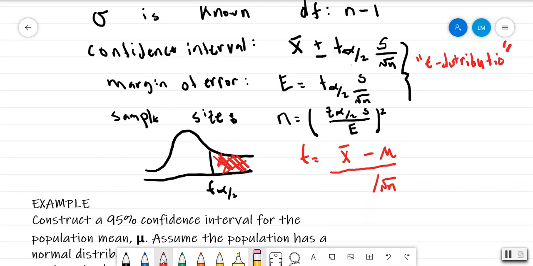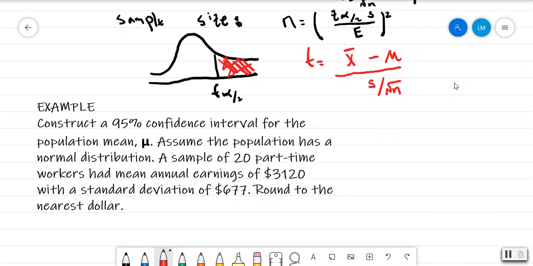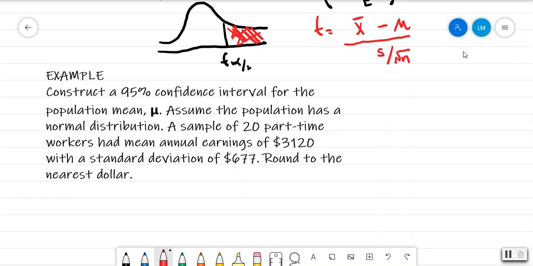Okay, so we'll just put an S right there. But for the most part, we can see that our examples will be more or less straightforward in what we have to do. For example, we want to construct a 95% confidence interval for the population mean, and we assume that the population has a normal distribution.